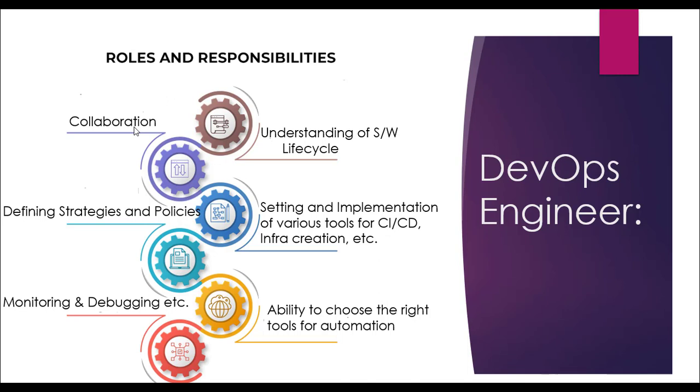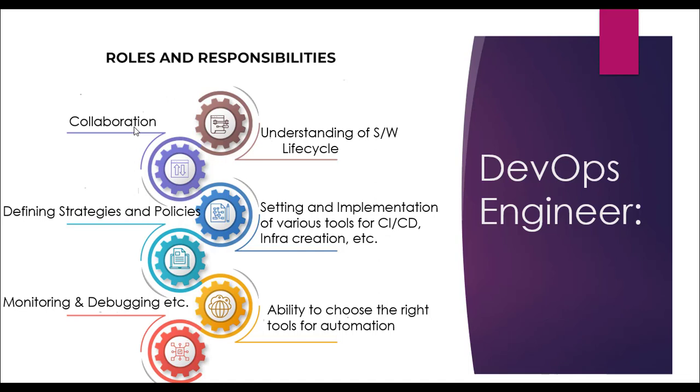A DevOps engineer will be responsible for setting up and implementing various tools for automation, for CI/CD, for infra creation, etc. The DevOps engineer needs to even help with monitoring, debugging, troubleshooting if the pipeline fails. All these are responsibilities of a DevOps engineer. And most importantly, the ability to choose the right tool for automation is also a responsibility of a DevOps engineer.